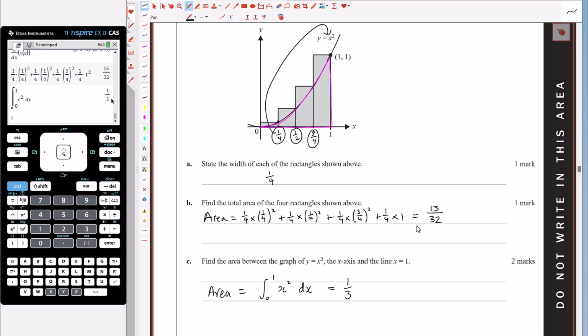So these two should be relatively similar. Quite different actually. Well, actually if we look at it, the rectangles are quite a big overestimation. They're about 0.47, whereas the actual area is only about 0.33.